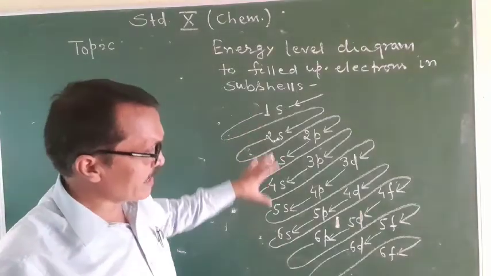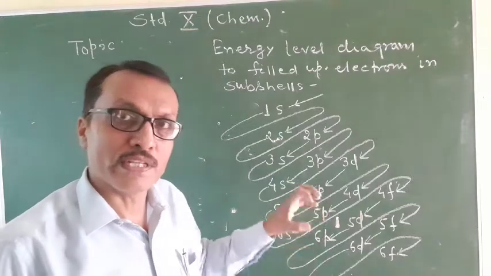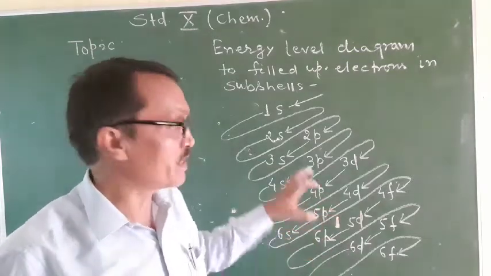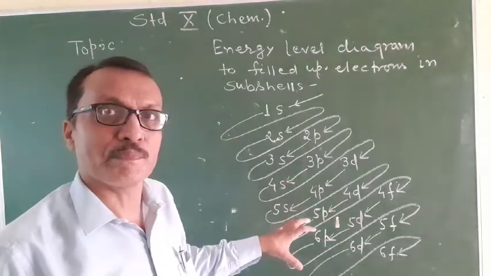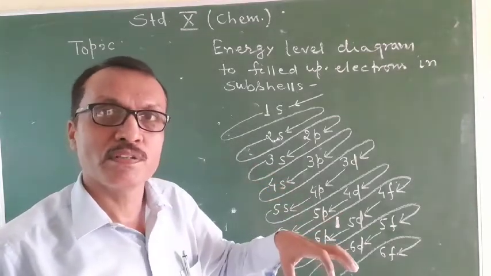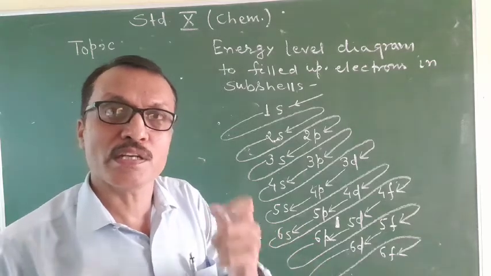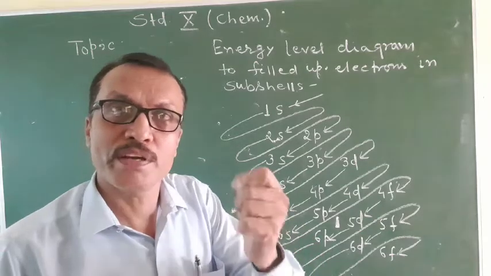Students, in this way, electrons are filled up in various subcells. So this is the energy level diagram. If you practice this diagram at home, it will be easy for you to write the electronic configuration of any element.